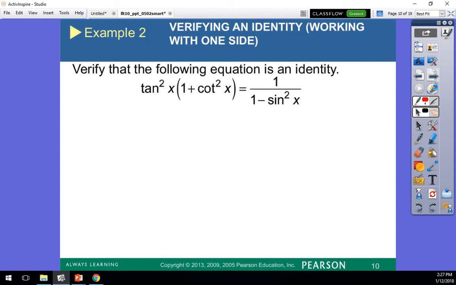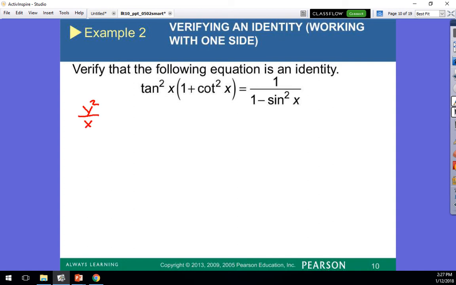Okay, looking at this, just looking at it right now, which side do you think we're going to work with? Okay, we're going to work with the left. So let's go ahead and start off by translating it. What do we have over here? Y squared over x squared, right? Quantity 1 plus x squared over y squared. Very good. Okay. Equals 1 over 1 minus y squared.